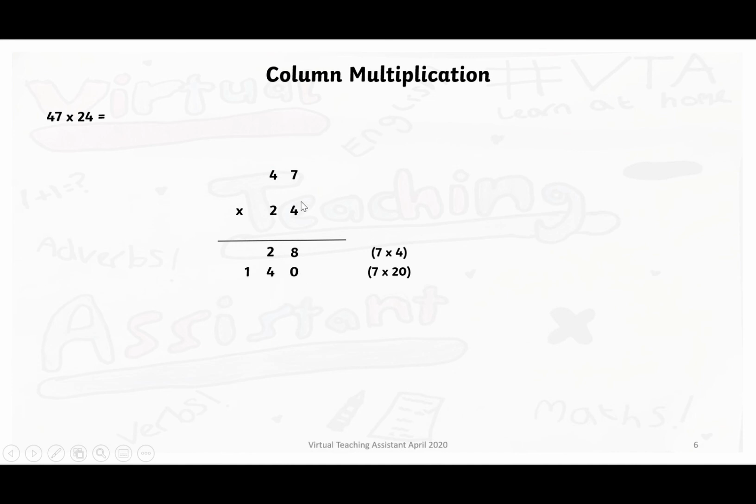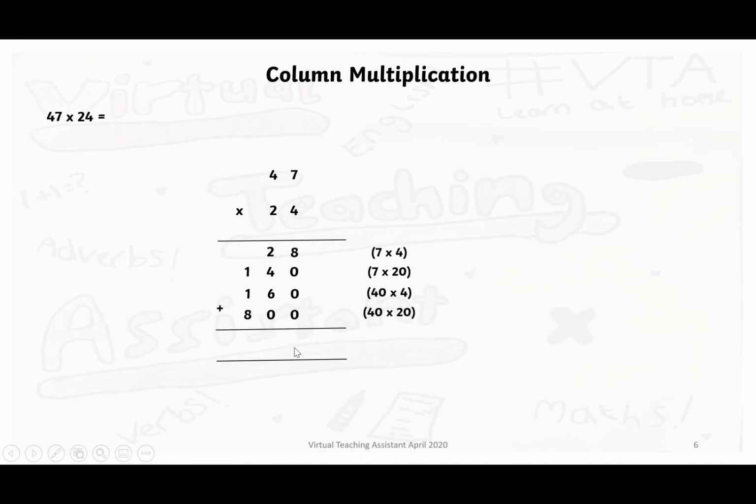Okay? Next, we're doing the 40 times 4. 4 times 4 is 16, but obviously we're doing 40 times 4, so don't forget your 0 on the end. And then 40 times 20. So 4 times 2 is 8. Now we've got 40 by 20. Don't forget your 2 zeros there.